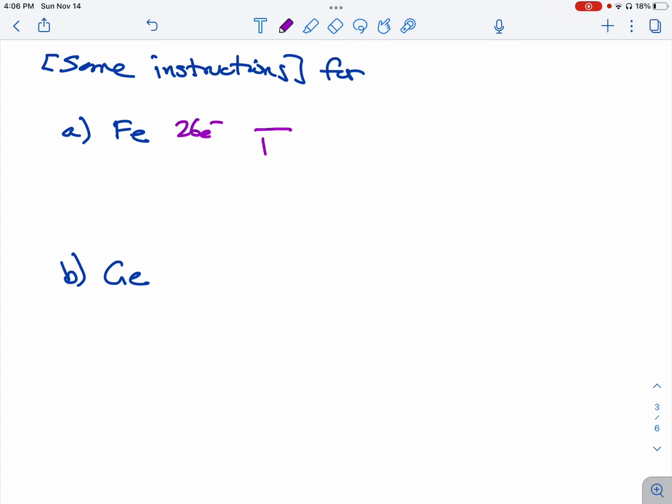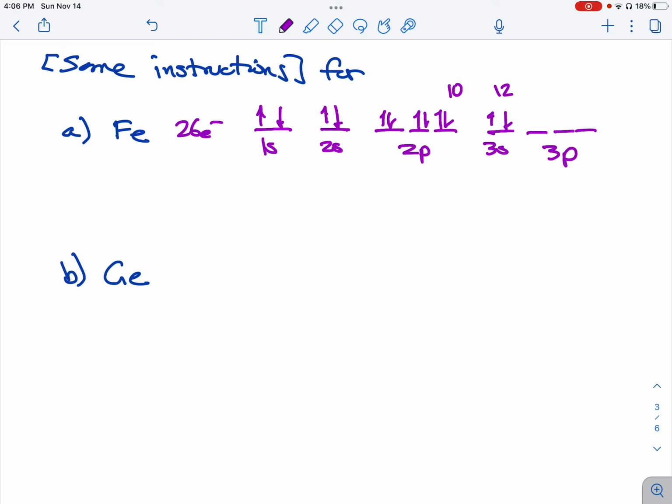So we've learned this kind of basic orbital energy: 1s, 2s, 2p. Now I'm going to get lazy and just draw the single-sided arrows, and that's okay. That's 10 electrons so far. 3s. Now we're at 12. Where do we go after 3s? 3p. Sorry, I'm getting ahead of myself. 13, 14, 15, 16, 17, 18.